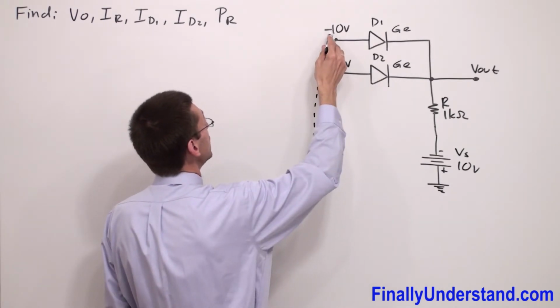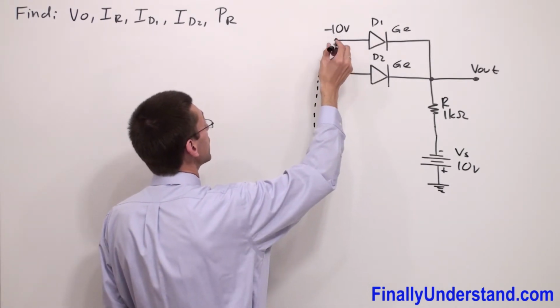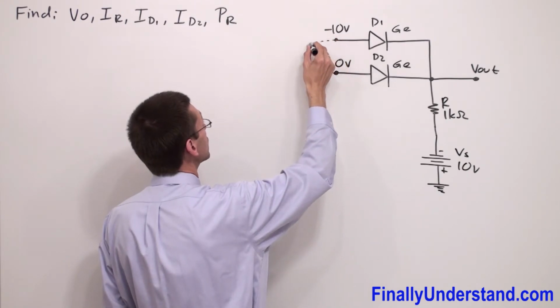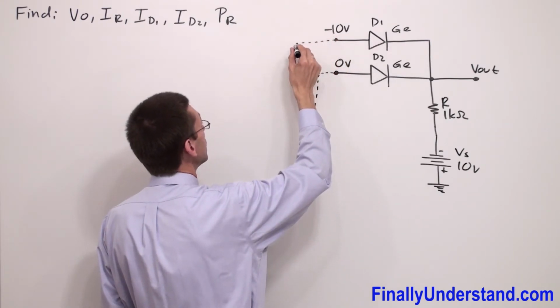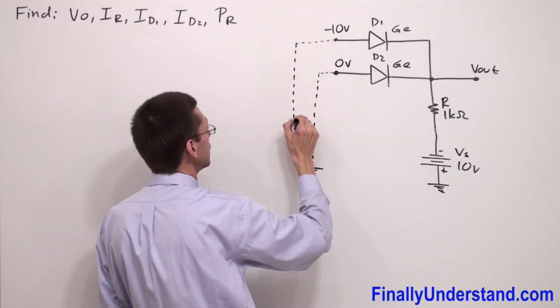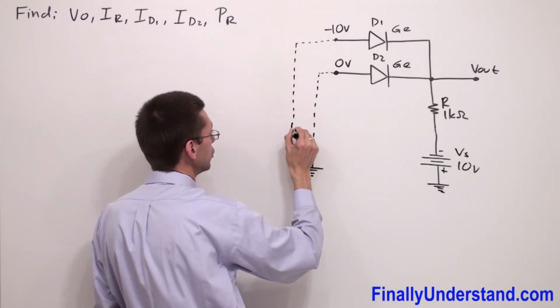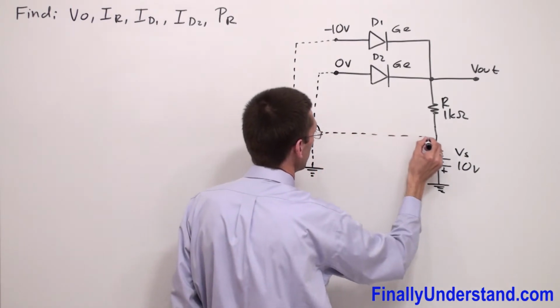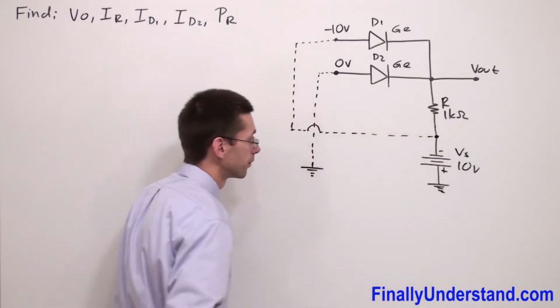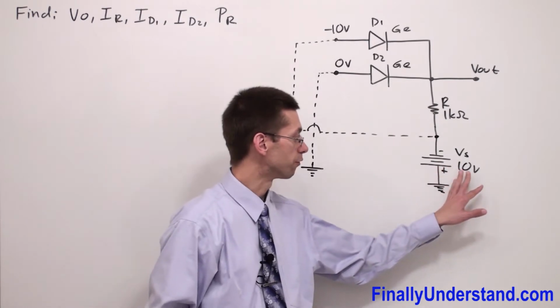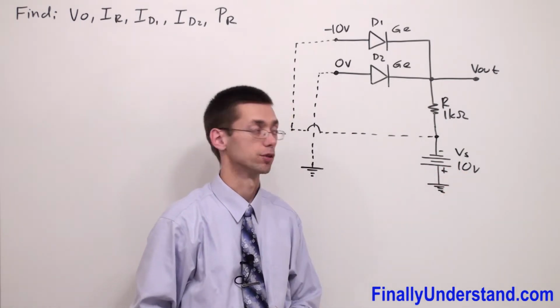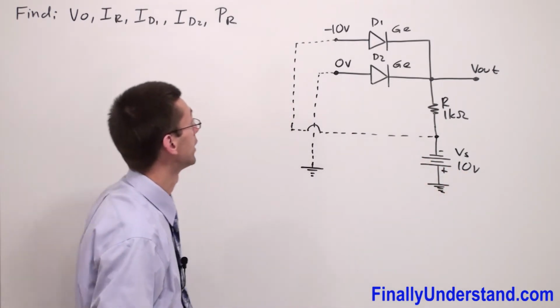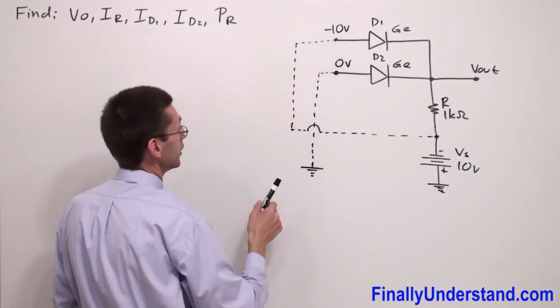Anytime you see negative 10 volts, it means that you have a connection from this input terminal to the negative terminal of my power supply, which also has voltage across itself of 10 volts. So that's why I have negative 10 volts over here.